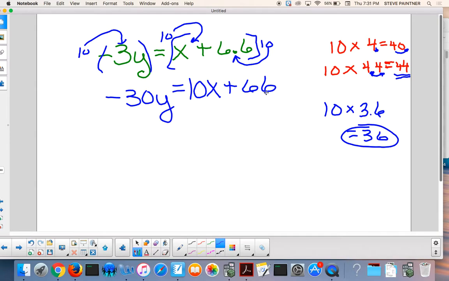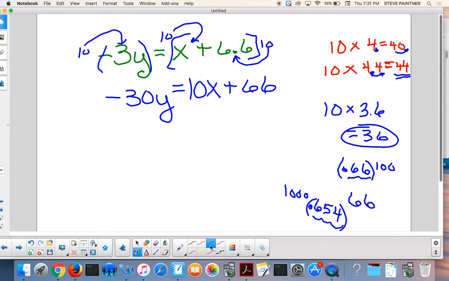But if the number would have been 0.66, don't multiply by 10, multiply by 100, because that would move the decimal 1, 2, so you'd get 66. If it's 0.654, then you want to multiply by 1,000 to move it over 1, 2, 3. Okay? Let's keep going.